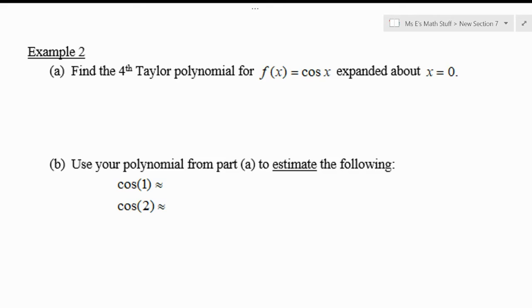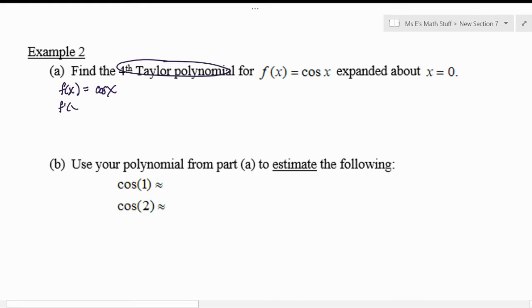All right, my friends, let's take a look. So f of x equaling cosine of x. Let me kind of line things up over here. Oops. So we're looking for a fourth degree Taylor polynomial, so we'll need up to 4 derivatives.